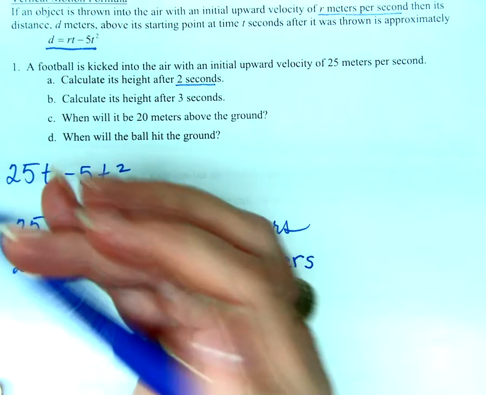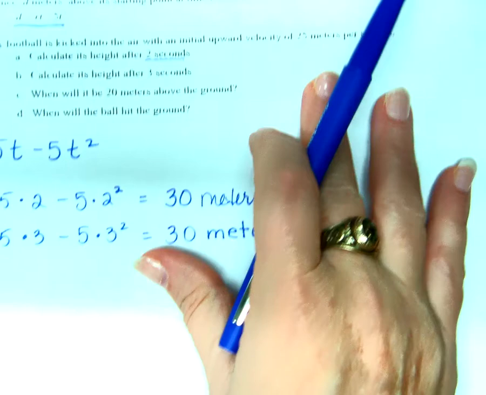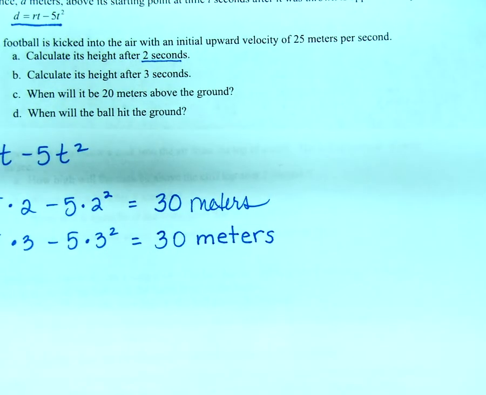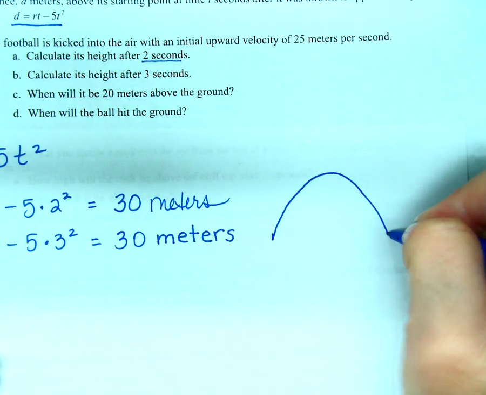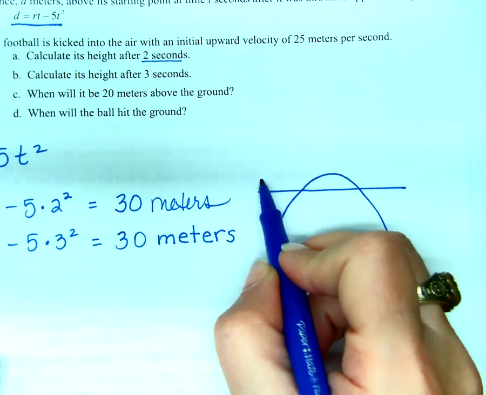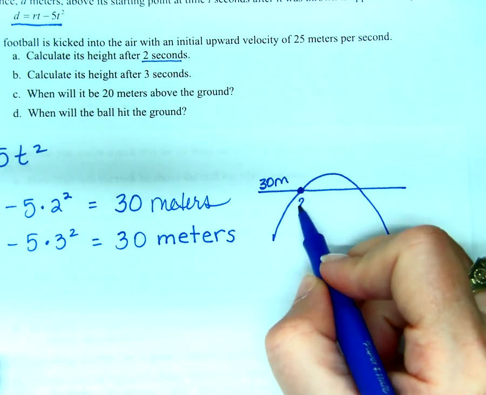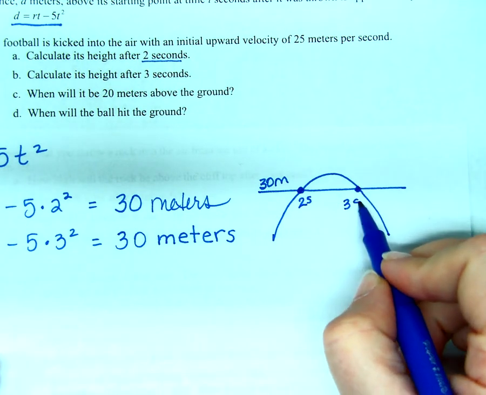All right, so remember what this is called, right? What's this called? Vertical motion formula. This is not called horizontal motion. I need to make sure that you understand that the ball is not flying up in the air to 30 meters and then holding at 30 meters and then coming back down. Do you understand that? The ball is going up and coming back down, right? And at some point where 30 meters is, this is what? 2 seconds. And this is what? 3 seconds.